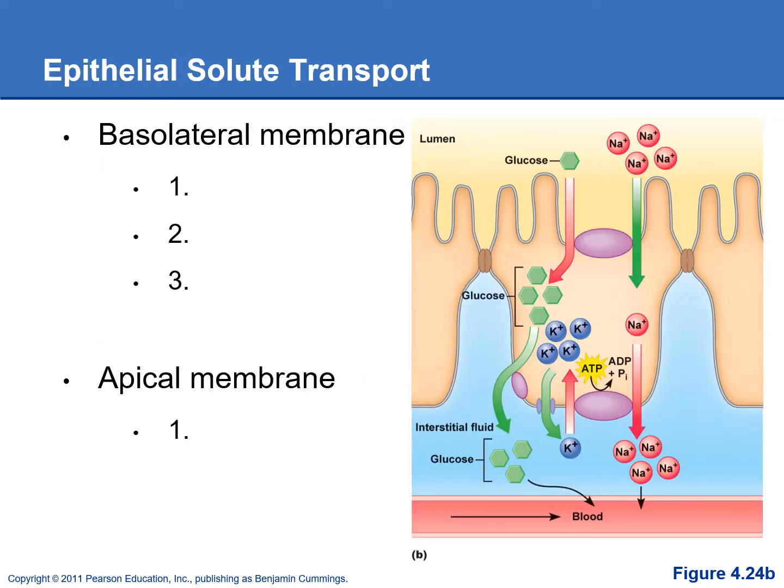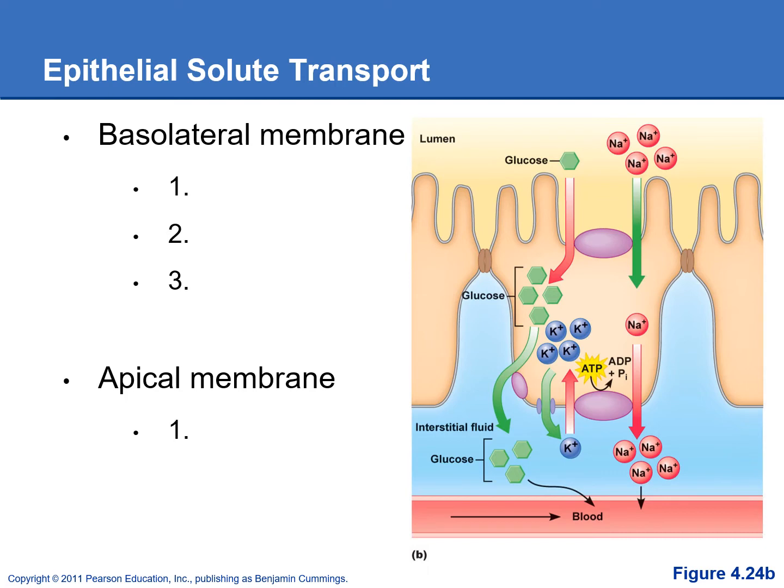Let's take a look at the small intestine and how we absorb glucose from our diet and get it into the bloodstream. So there's actually a lot that goes on. If we look at the basolateral membrane of this intestinal epithelial cell, we have a sodium-potassium pump. And remember, that's primary active transport. We know it's primary active transport because the sodium is moving from low to high concentration.